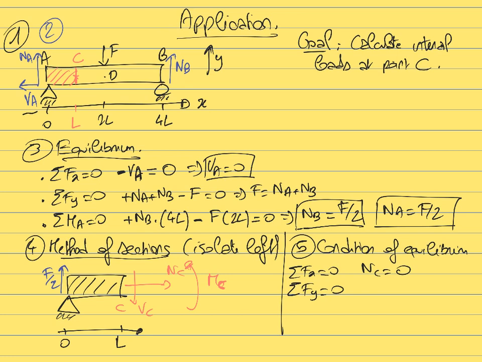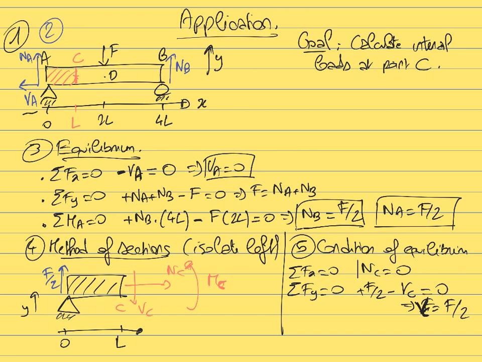We have F over 2. F over 2 is pointing towards the positive y, so it has a positive projection. And then we have VC. VC is pointing towards the negative y, so it has a negative projection. So it's a negative VC. And those are the only 2 forces that we have along the y-axis. So we find, based on this, that VC, since VC is what we are looking for, is equal to F over 2.